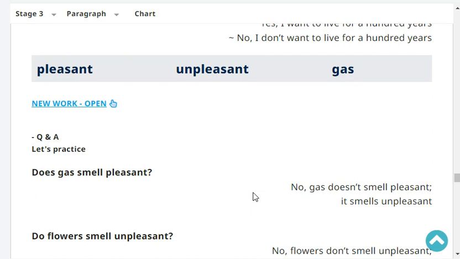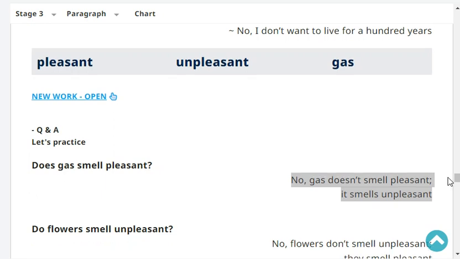Does gas smell pleasant? No, gas doesn't smell pleasant. It smells unpleasant. So the sentence means no, gas doesn't smell good. It smells bad, right? When you put gas in your car, it smells bad. Okay, one more. No, gas doesn't smell pleasant. It smells unpleasant. Very good.